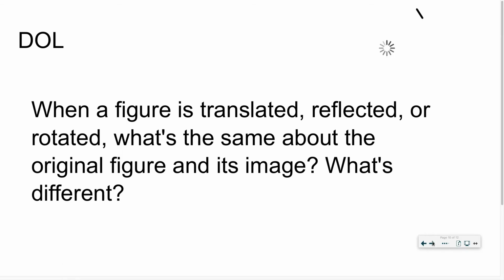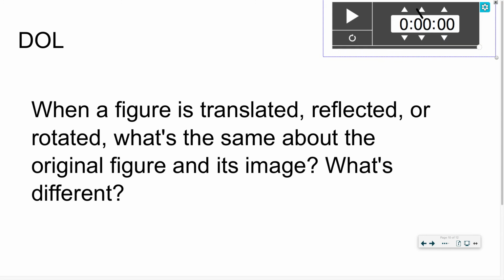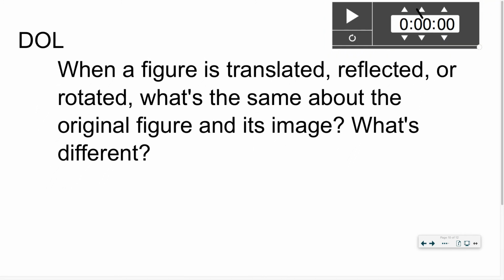Okay. So you're going to do two things. First, you're going to answer this DOL. When a figure is translated, reflected, or rotated, what is the same about the figure and its image, and what is different? Now, you can use the examples that you have written down of a translation, a reflection, and a rotation. Okay, before you start your DOL, though, let me just show you what you're going to do after. I have to pause this.